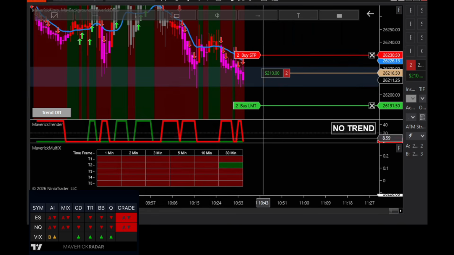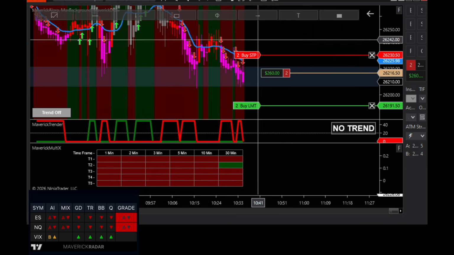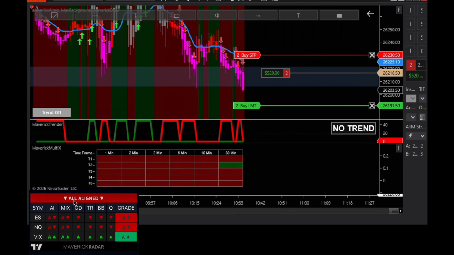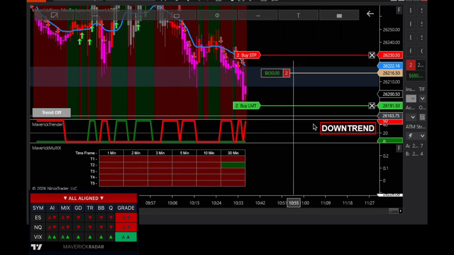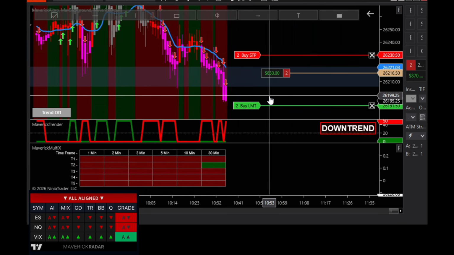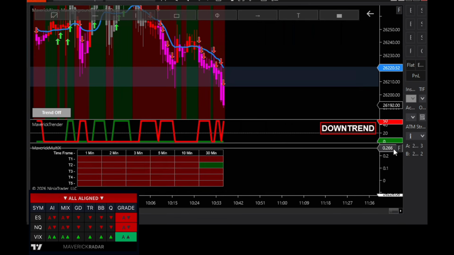So right now we have an A+ grade on ES to the downside. All these things I just showed you, these indicators, this is just check. Oh, look at this. All aligned, folks. VIX is an A+ setup to the upside, which is opposite. Look at this, 800 bucks. Let's go. Hit it. Watch. Boom. This is what happens when you stack probability, okay?